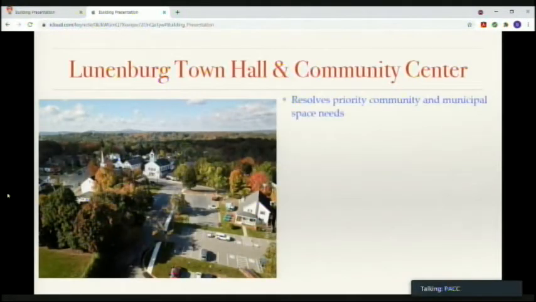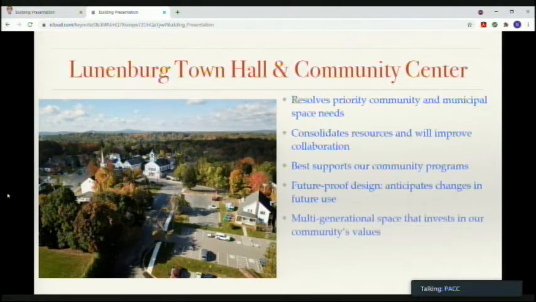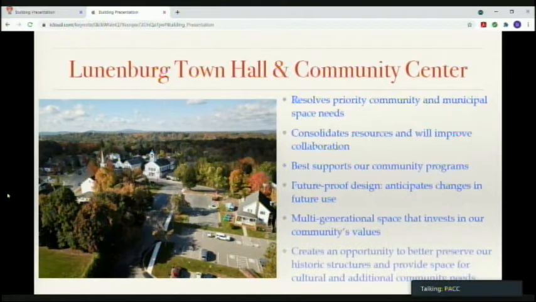So what we get to do with this plan is maintain our nice, idyllic hamlet, town, village center. And this resolves fully all of those issues that we're trying to address. It resolves those priority community municipal space needs. It consolidates our resources to improve collaboration. This best supports our community programs.